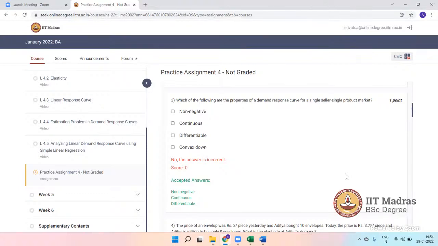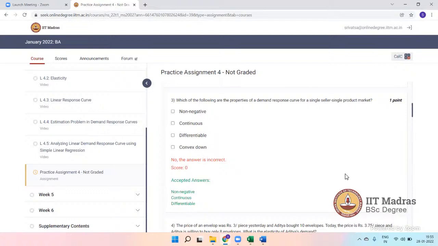Demand response curve. So this is one seller and only one seller, one product. How can it be convex is something that I'm also wondering. Since you're telling me that it has to be convex down, not necessary. It'll be non-negative, continuous, and differentiable. It need not be convex down.